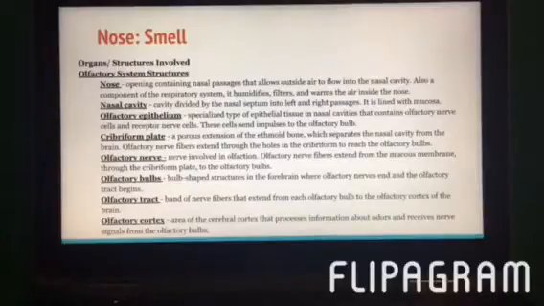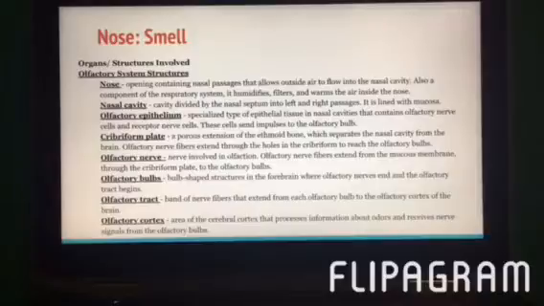Then we have the cribriform plate, a porous extension of the ethmoid bone which separates the nasal cavity from the brain. And we have the olfactory nerve, the nerve involved in olfaction. Olfactory nerve fibers extend from the mucous membrane through the cribriform plate to the olfactory bulbs. Olfactory bulbs, a bulb-shaped structure in the forebrain where the olfactory nerve ends and the olfactory tract begins.